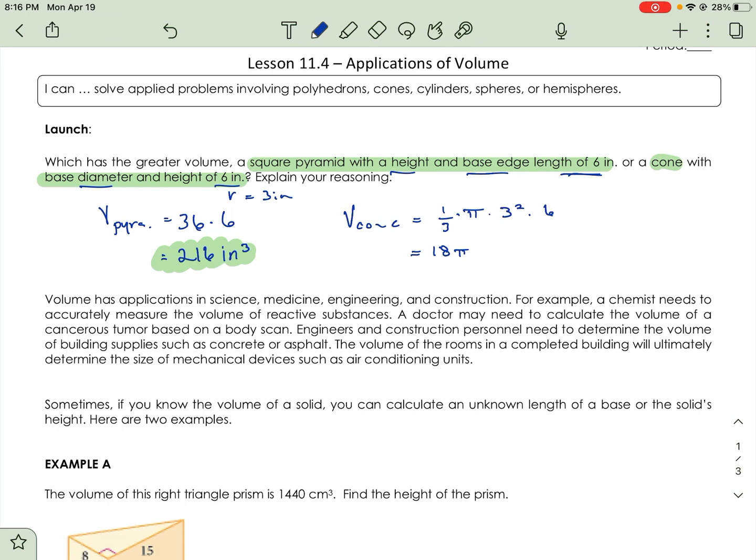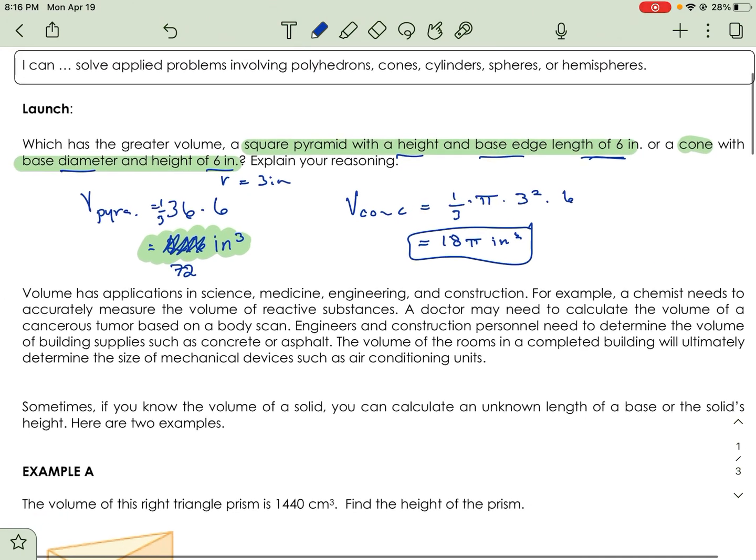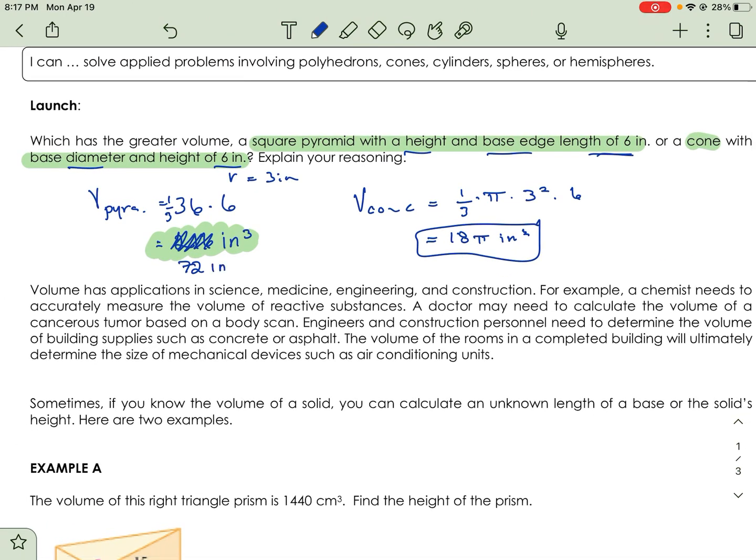I did make one mistake here. We know that the volume of the pyramid should be multiplied by 1/3 as well. So 216 times 1/3, we get 72 cubic inches. If we want to know which one is bigger, we might want to do 18 times pi. So 18 times pi comes out to be 56.52. So you can see that the pyramid is in fact the bigger of the two.